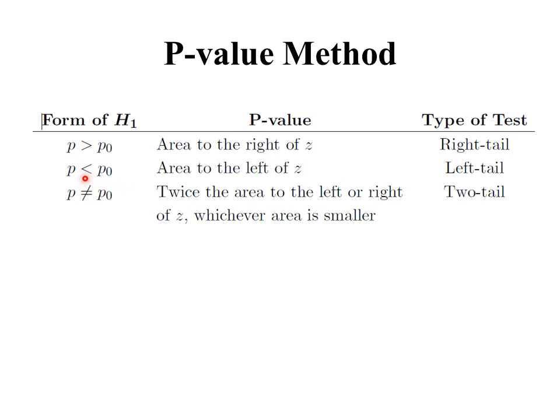Now, if we have an alternative hypothesis p is not equal to some number, then the p-value is twice the area to the left or right of z, whichever of those areas is smaller. And this type of test is called a two-tailed test.